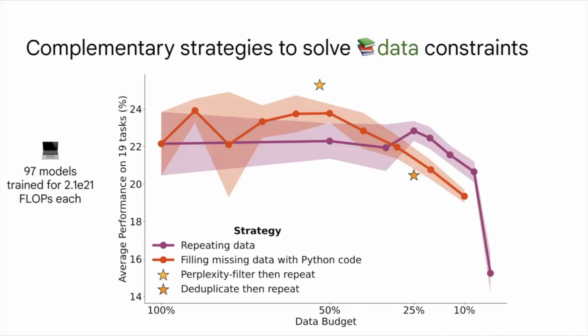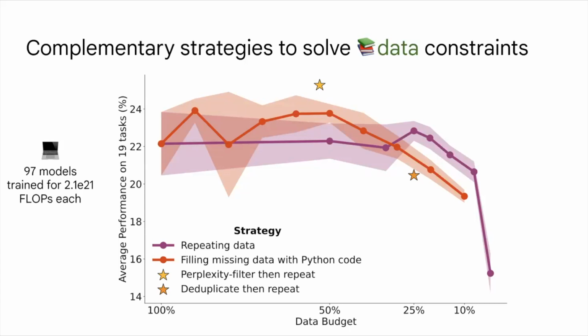So we train 97 models for the same number of FLOPs. And those models have 4.2 billion parameters and are trained for 84 billion tokens. And then on the y-axis, we display the performance of each of those models across 19 natural language tasks. And on the x-axis is the data budget. So how much of their training data is available. At 100%, it's just the baseline where the full number of tokens are available.